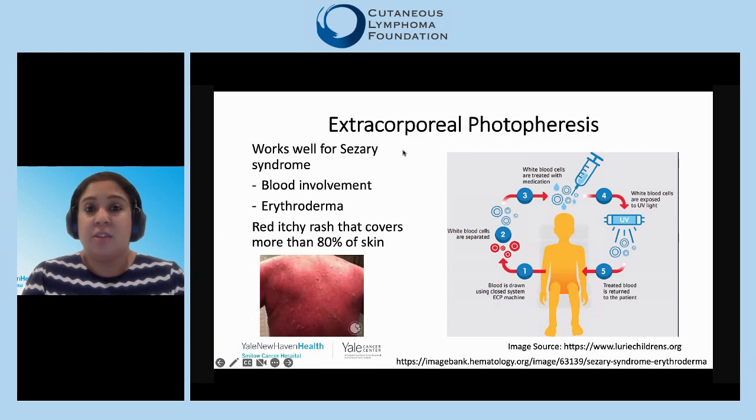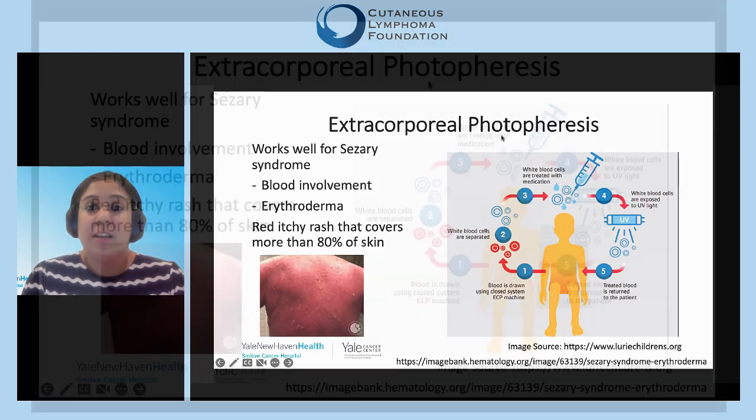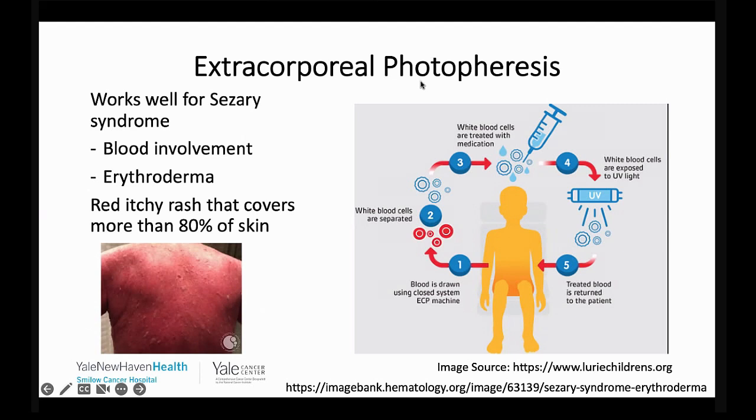So starting with the extracorporeal photopheresis, my colleague here, Dr. Girardi, is the one who oversees our ECP program at Yale. And this is a systemic therapy. It works well for Sézary syndrome, so patients with blood involvement and erythroderma. As I mentioned before, erythroderma is more than 80% involvement of the skin by CTCL lesions. And here is an example where you can see the extensive involvement over this patient's back.